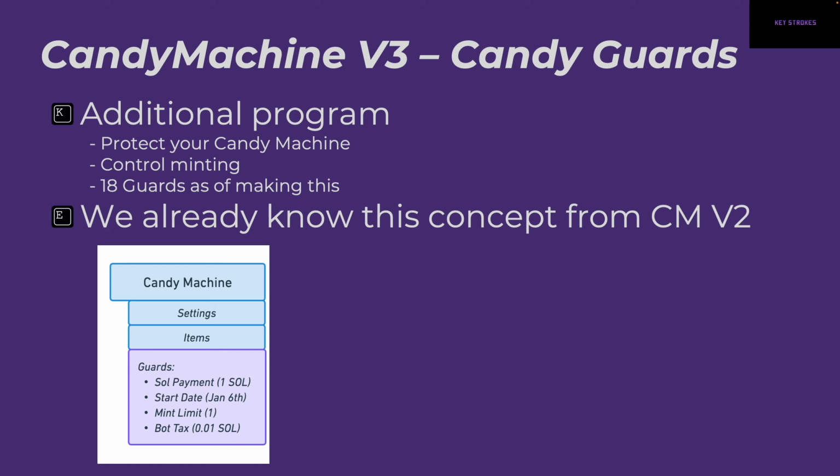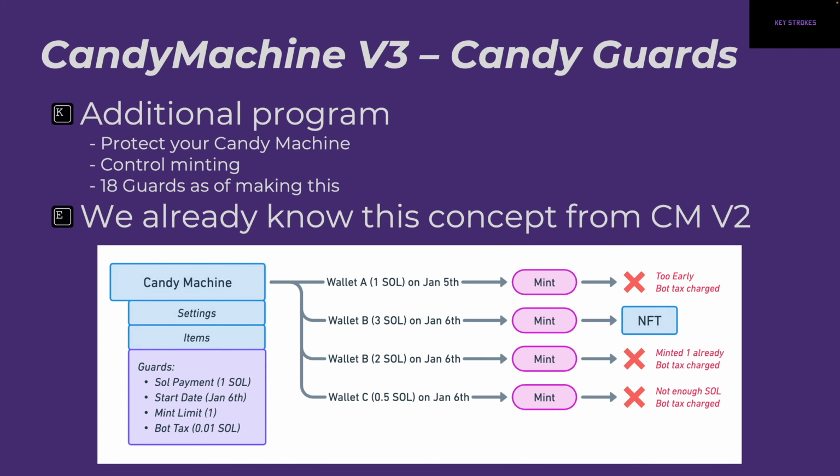And let's take a look at what happens if somebody tries to mint with these guards in place. So if wallet A tries to mint on January 5th, then it's too early and the Candy Machine is not live yet, so they get charged the bot tax. Then wallet B tries to mint on January 6th, which is a totally valid mint, so they get their NFT. But wallet B wants more NFTs, so it tries to mint again, but we have a limit set to 1. So because wallet B already minted 1 NFT, it cannot mint again, and so bot tax gets charged to this wallet. Now wallet C, which has 0.5 sol, tries to mint, but it doesn't have enough funds, so it gets charged the bot tax again.